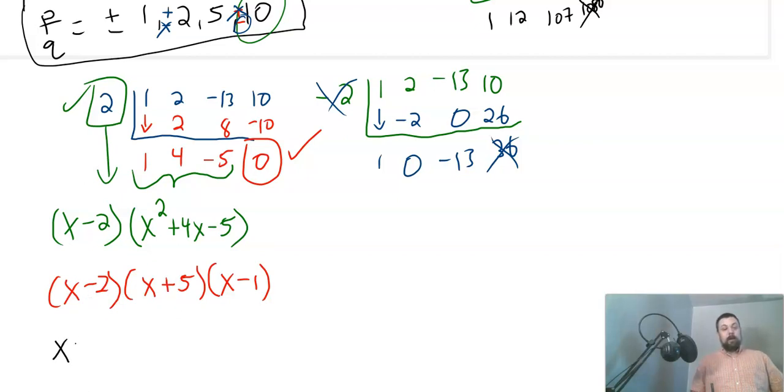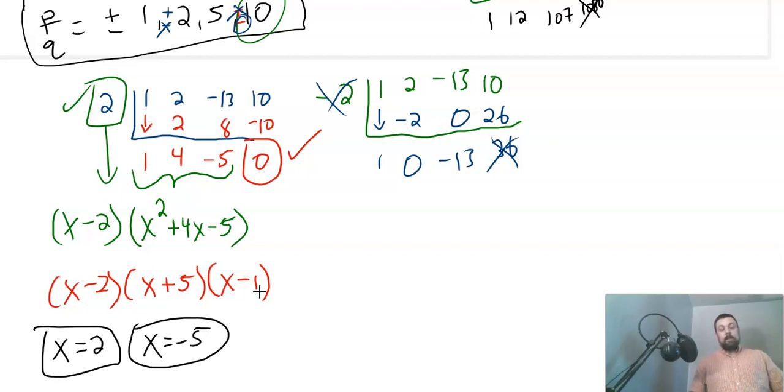This factor of x minus 2 tells me that 2 is a 0 of the polynomial. This factor of x plus 5 tells me that negative 5 is a 0. Negative 5 is a 0 of the polynomial. And x minus 1 as a factor tells me that 1 is a 0. All right, and so I have 3 zeros.